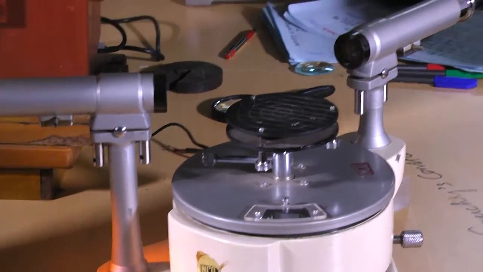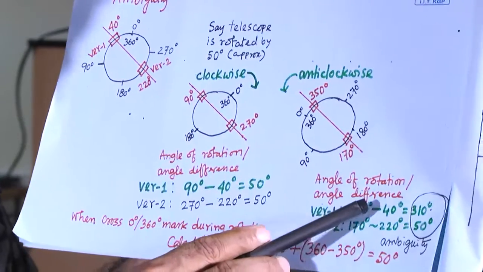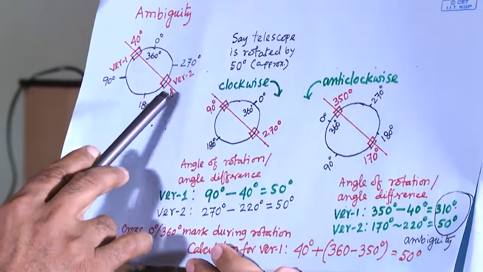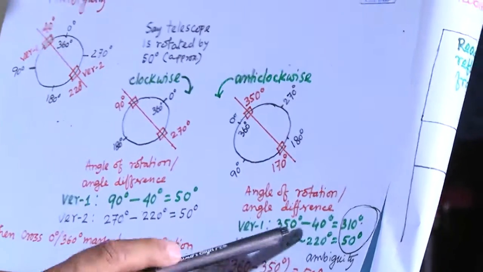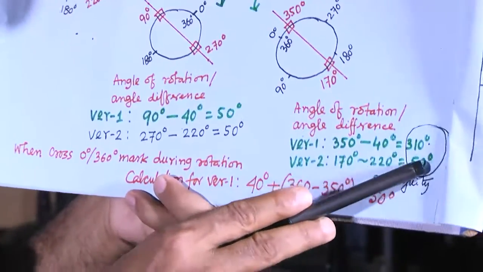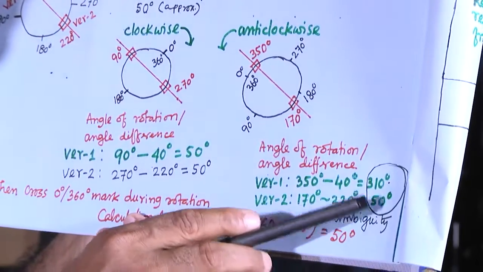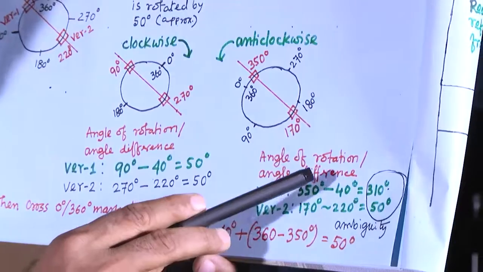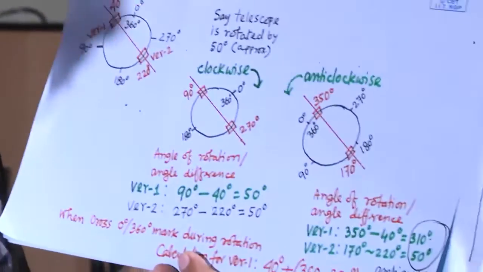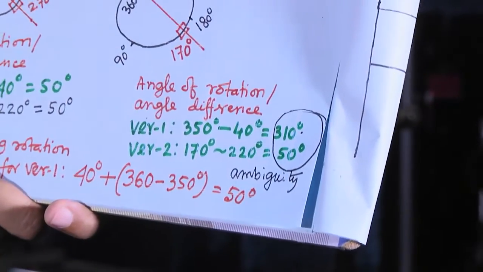Now, what is the difference between these two readings of vernier 1? 350 degrees minus 40 is 310 degrees. And the difference of the two readings of vernier 2, 220 minus 170, is 50 degrees. I mentioned that I rotated it approximately 50. So, vernier 2 gives me a rotation of 50 degrees, but vernier 1 tells me the rotation is 310 degrees, which is impossible. Both have to be approximately the same. There may be a difference in seconds or in minutes.